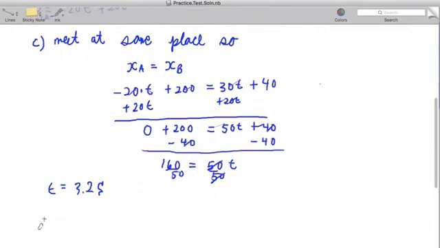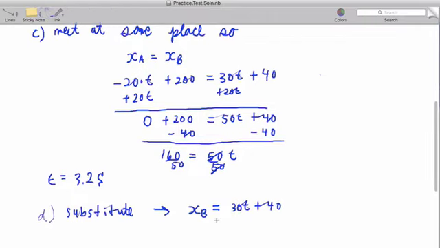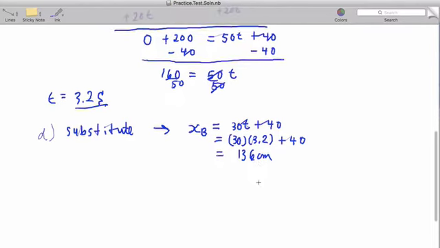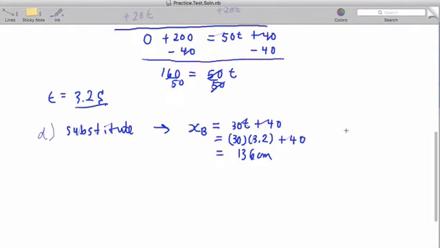And now to determine where they will meet, I'm going to substitute. I can substitute it into A or B. I'll substitute it into B. So xb, the equation is 30t plus 40. And I'm going to go ahead and put 30, and then I put in my answer from here in for the time, plus 40. And when I end up solving that, I'm going to get that xb is 136 centimeters. So they will actually meet at the 136 centimeter mark. Okay?